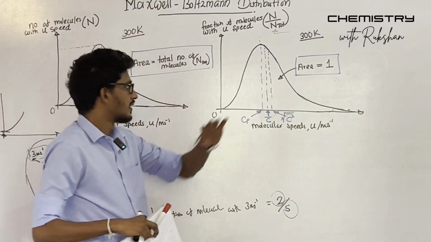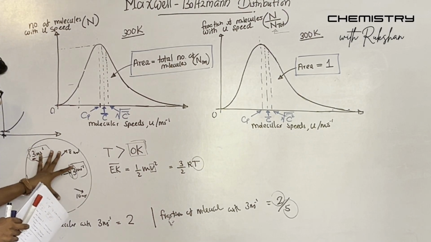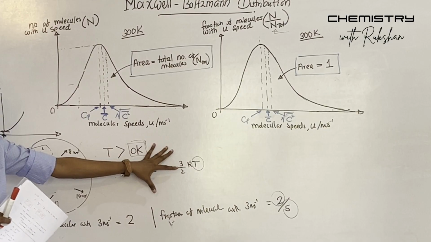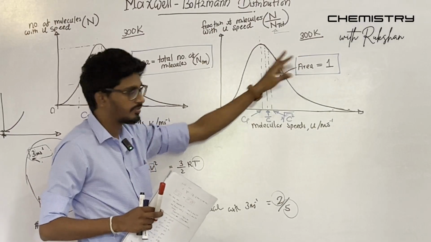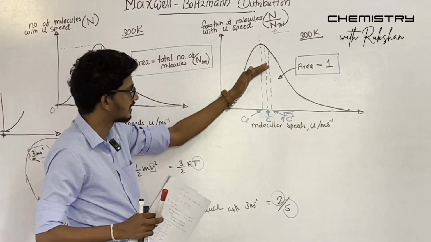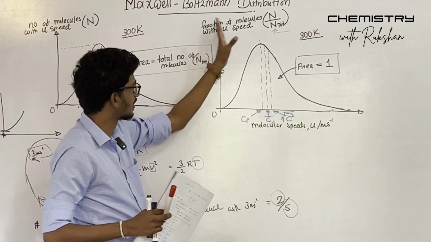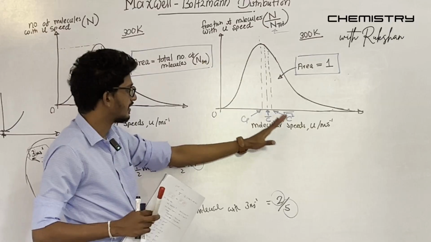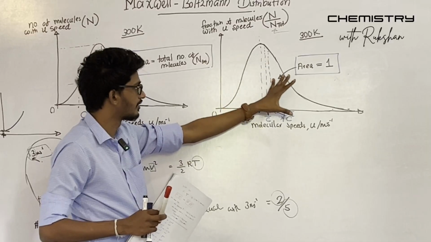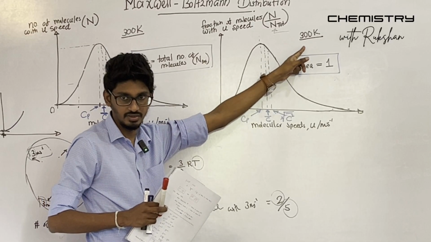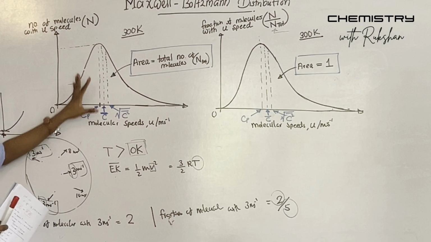So see, if you think of a system with 5 molecules and a system with 10 molecules, this graph would be the same at 300 Kelvin. For the system with 5 molecules and the system with 10 molecules, the area under the curve will still be 1. So the graph of fraction of molecules with speed u, for the system with 5 molecules as well as 10 molecules, is the same graph if the temperature is kept constant at 300 Kelvin, right? But here, for the 5 molecules, the graph would be like this.